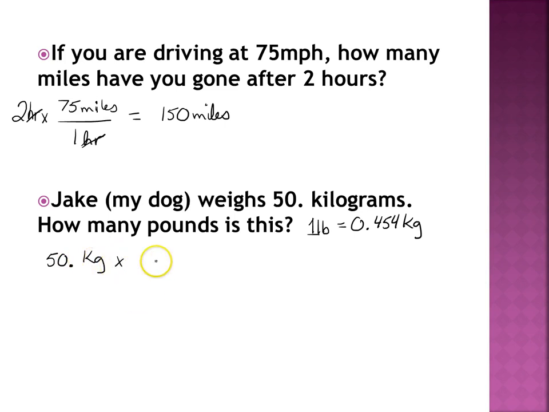Start with my given, 50 kilograms. And now let's set up my relationship in a way that the unit that I have, my given, will cross cancel, and the unit that I want is left on top. So 50, and again you can think of this as being over 1 if that helps you. 50 times 1 divided by 1 times 0.454. So when I do this math, this comes up to be 110 pounds. Check your sig figs. 50.0, that's 2 significant figures. 110, that's 2 significant figures. I'm good.